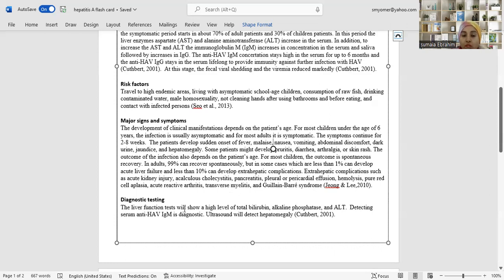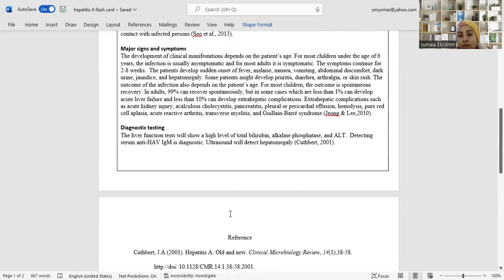For the diagnostic test, the liver function test will show a high level of total bilirubin, alkaline phosphatase, and ALT. Detecting serum anti-immunoglobulin M is diagnostic. Ultrasound also can be performed to detect hepatomegaly.